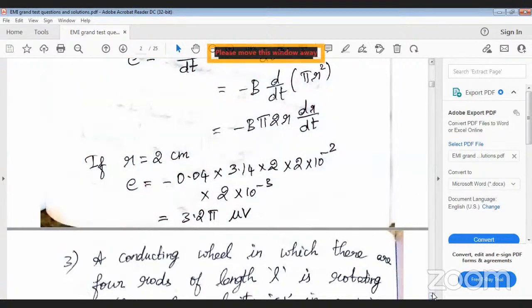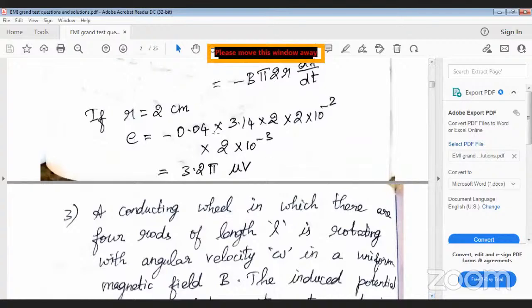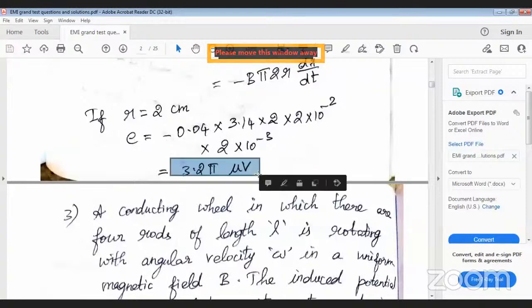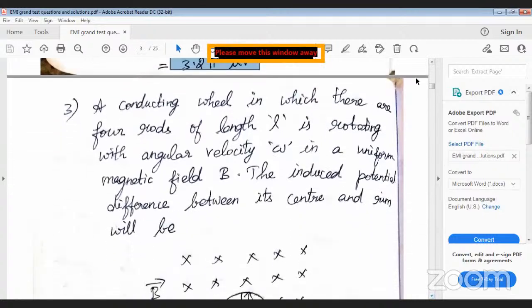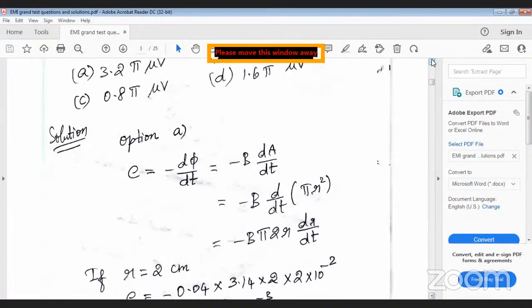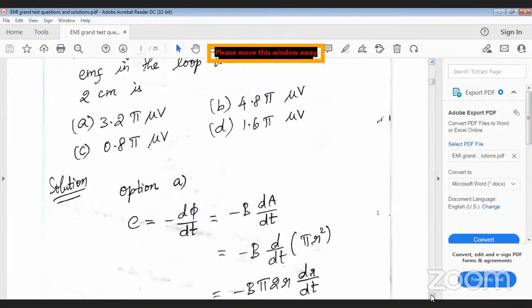dr by dt means the rate of change of radius. It is shrinking at the rate of 2 mm per second, that is 2 into 10 power minus 3 meter. You can substitute all the known values and find the EMF, which is 3.25 microvolt. That is the answer, and it is option A for the second question.